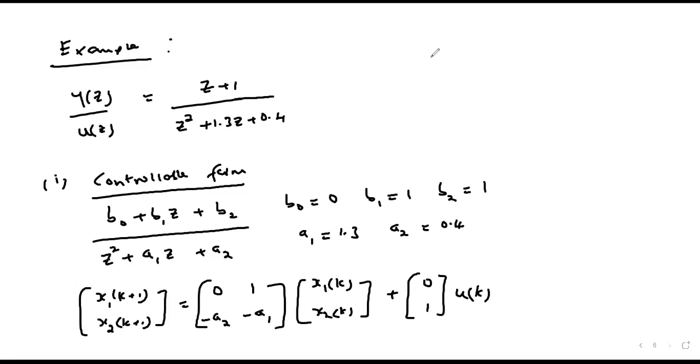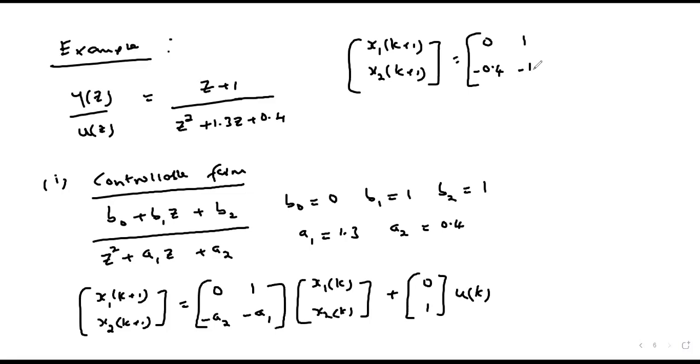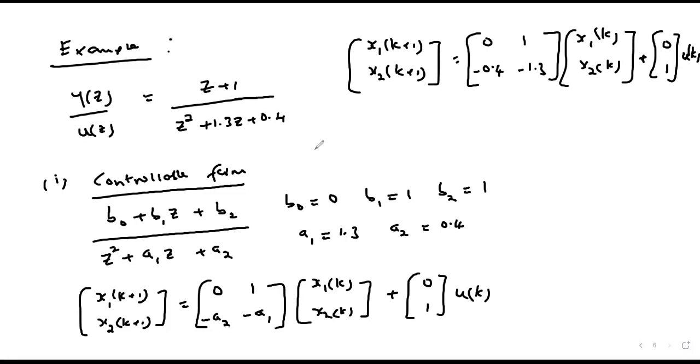Which we can write as x1 of k plus 1 and x2 of k plus 1 to be the matrix. So you'll have 0, 1, negative A2 is negative 0.4 and negative 1.3, into x1 of k and x2 of k, plus the matrix H, which is 0, 1 multiplied by u of k, and that is the state equation.